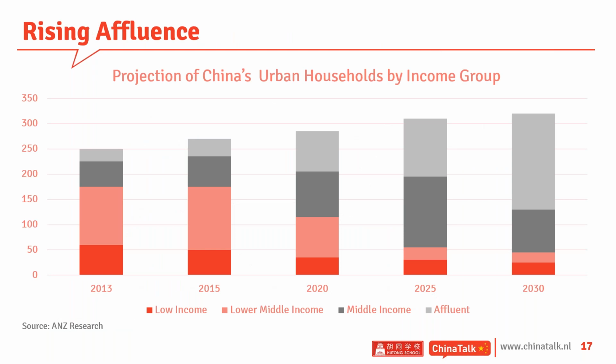But what we do see is urbanization, so people moving from the countryside to the cities, something that the Communist Party has been stimulating over the last couple of decades. Urbanization is accompanied by a rise in income. So in this graph, you see that there are more and more urban households from 2013 to 2030. And together with that urbanization, you see that the incomes are also increasing. So the Chinese people become more affluent bit by bit. And that's the first driving factor behind e-commerce.